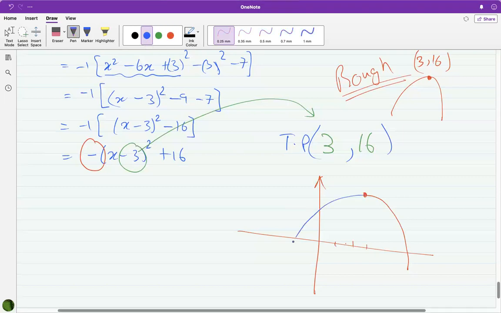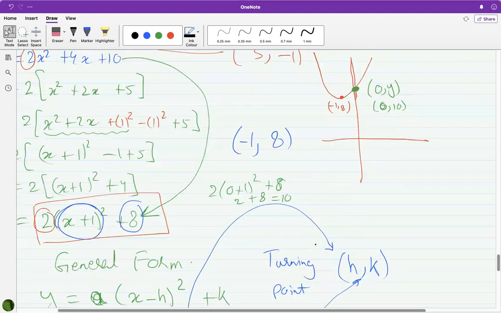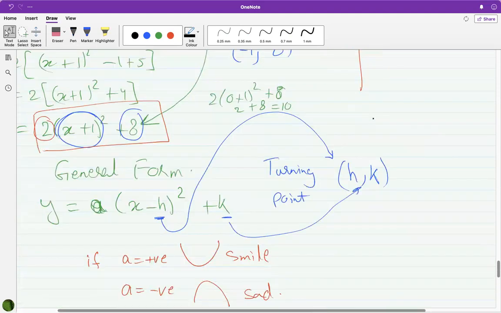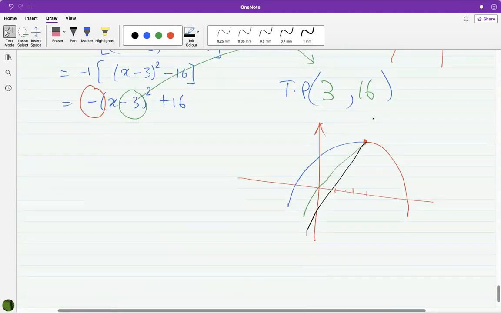Either I have to draw it like this, blue, or green, or black. Are you getting the point? I'm very sure that it is a sad face. I'm very sure what the turning point is, but I'm not sure where it will cut the y-axis. I have these three options. In the previous question, there was no doubt that it would cut the y-axis at a positive value. But in this one, before drawing it, I will check the exact value at the y-axis.